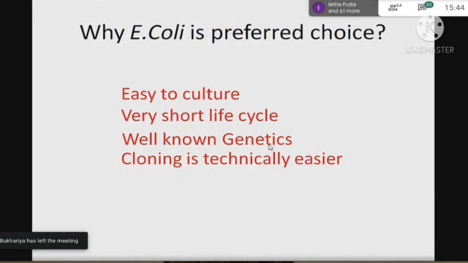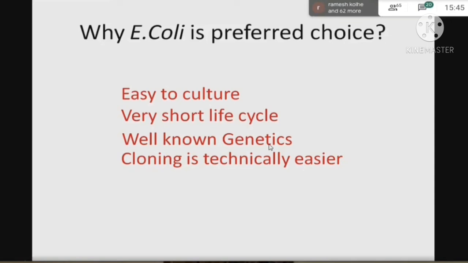So mostly we use E. coli as a source of production of recombinant protein. Why? Because it's easy to culture. If we produce in human, any protein, if we add some gene and produce it, will anyone give?